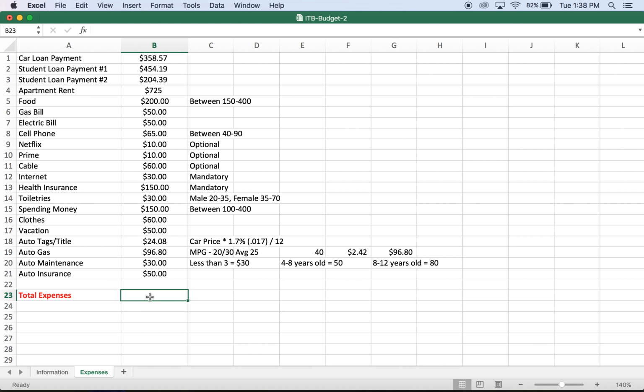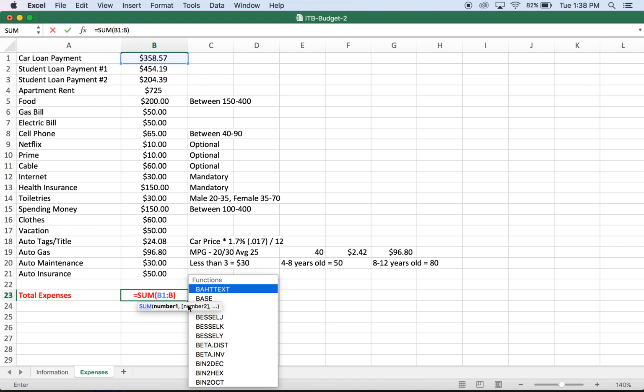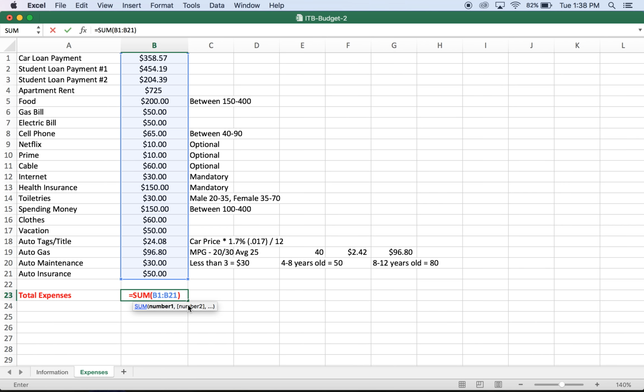If you would like to actually write it out, you can write out equals SUM, and then you can tell it B1 through B21. That's going to encompass everything from the top cell all the way down to the bottom cell. You can also use that auto sum button that is up in the top. It's not on mine right now. Hit enter. Boom. We're going to make these bold, and we're going to make them red, and that's your expenses sheet.